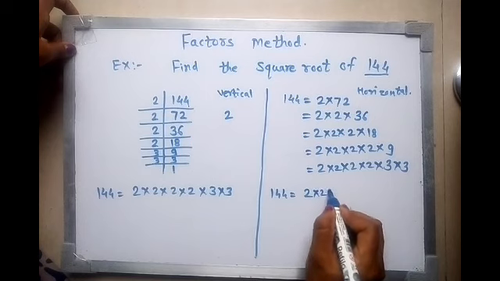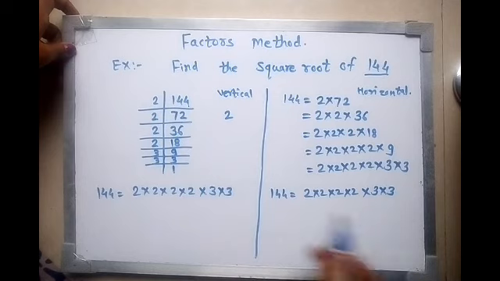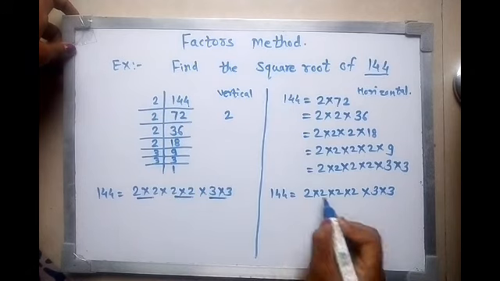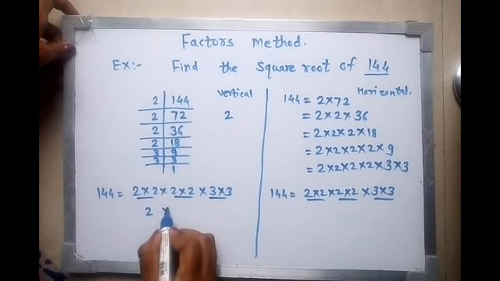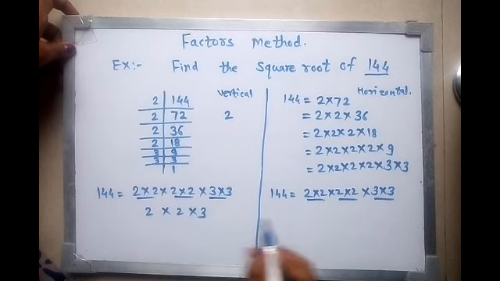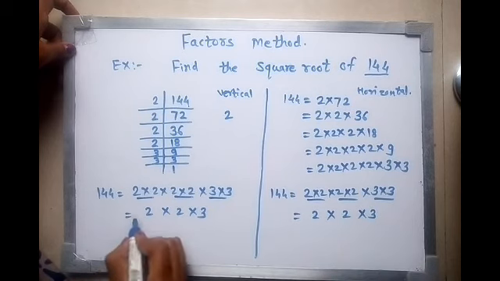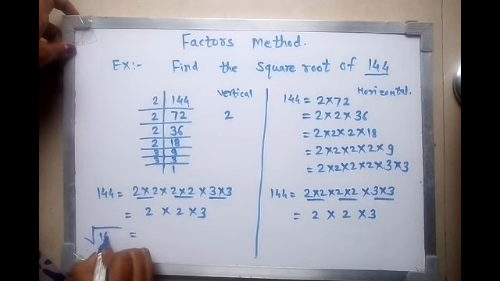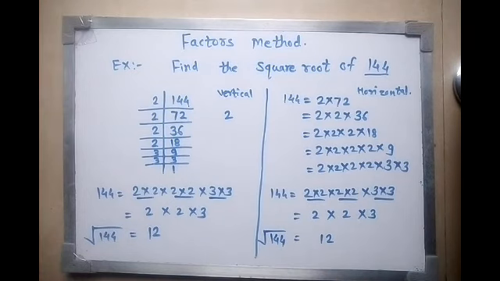Write down factors of 144. 4 times 2 and 3 2 times. Here I create groups of 2 numbers, the same numbers. 2 into 2 into 3, 2 into 2 into 3. Same method on the other side. Square root of 144 is 12. We find the square root by the factor method.